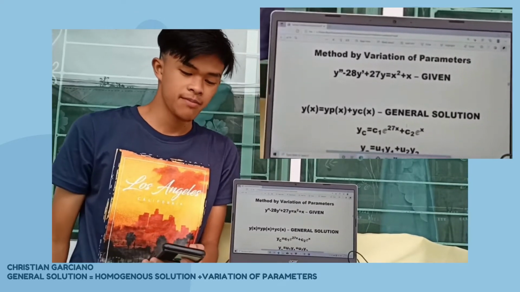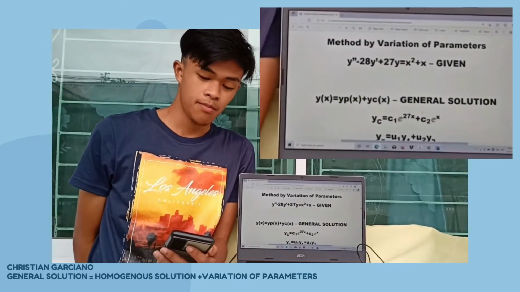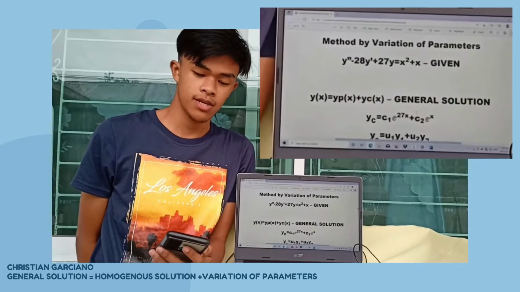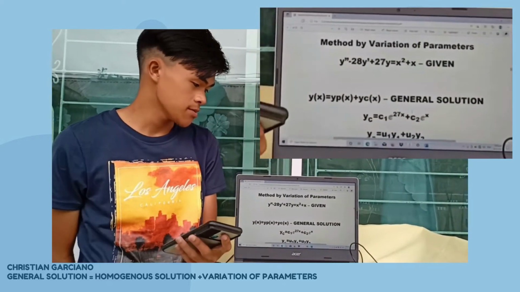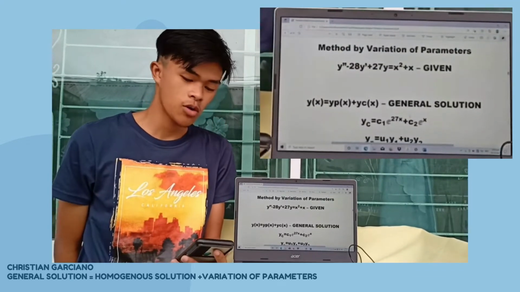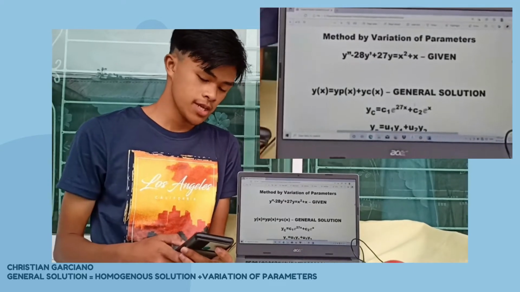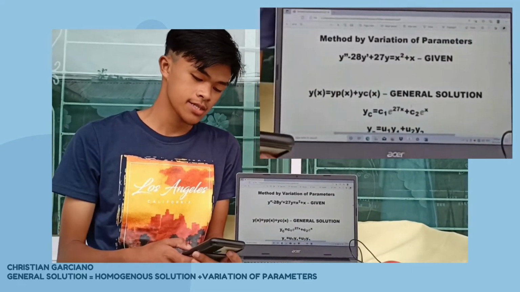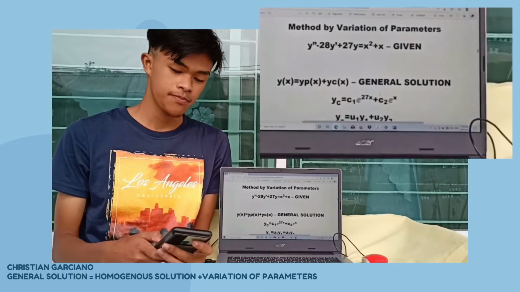The other problem is y double prime minus 28y prime plus 27y equals x squared plus x. So this given, we will solve this by using the variation of parameters. So the general solution is y(x) equals yp(x) plus yc(x).